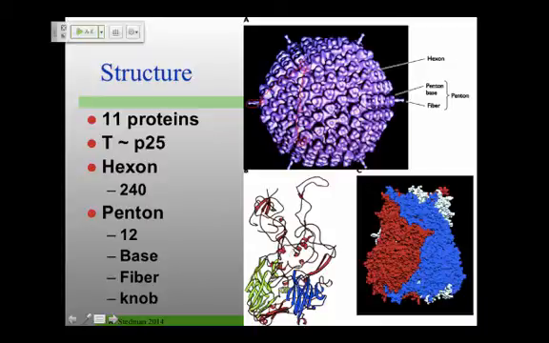But this is only 4. So we've got hexon, base, fiber and knob, but 11 proteins are present in the virion. Where are those other proteins, and how do you actually go about studying them?